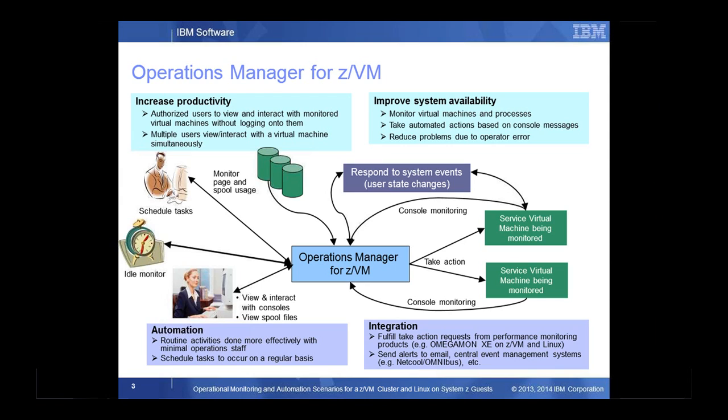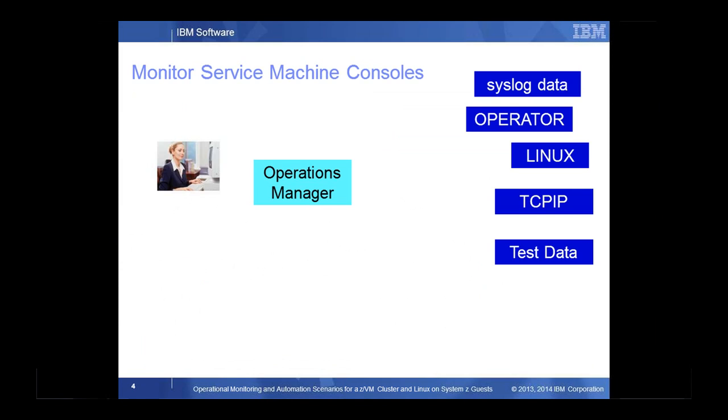A little bit behind how this works in Operations Manager: we have our service machines over here on the right. We have things like the operator user ID. We have Linux guests. We have a TCP/IP server. And they're each sending their console data over to Operations Manager.